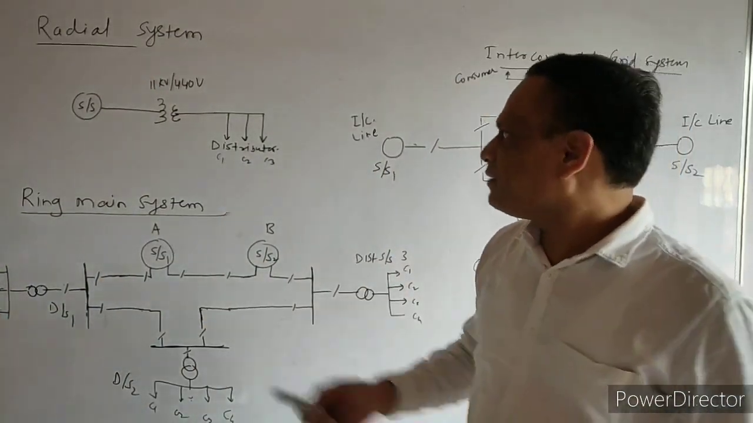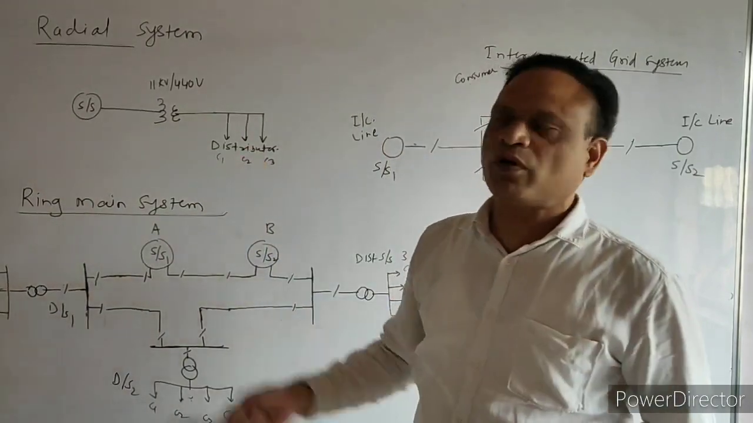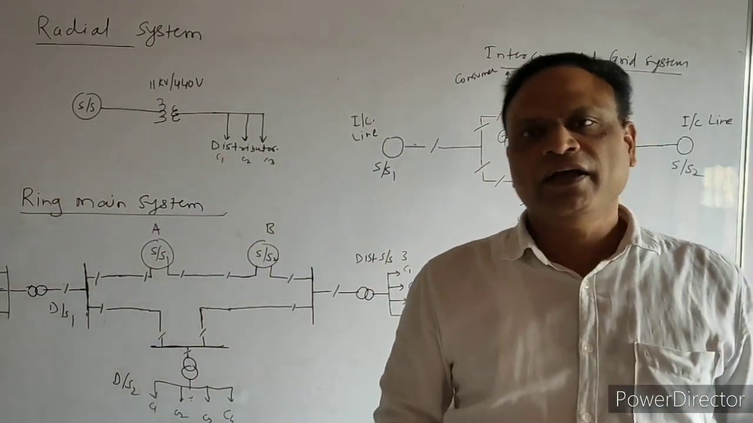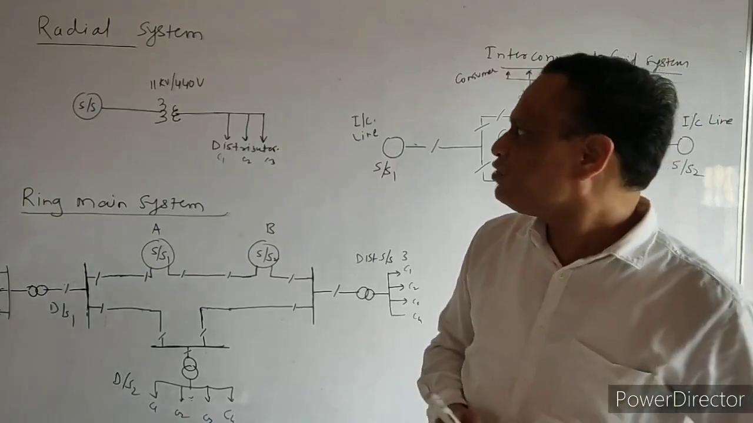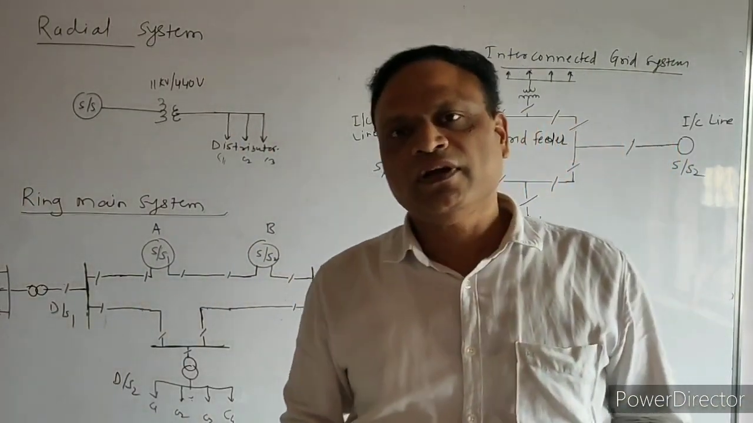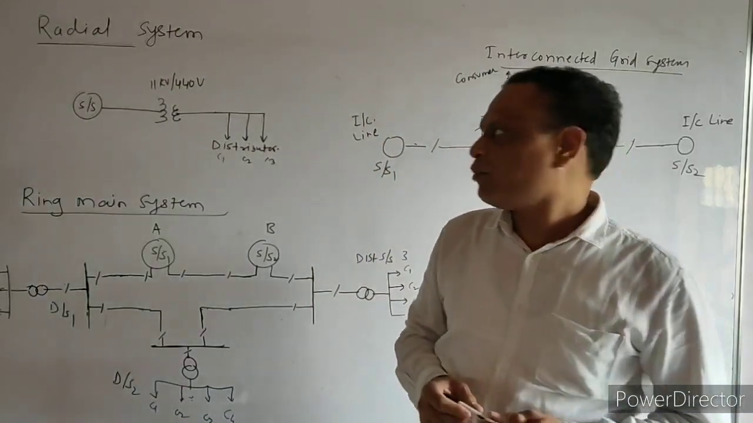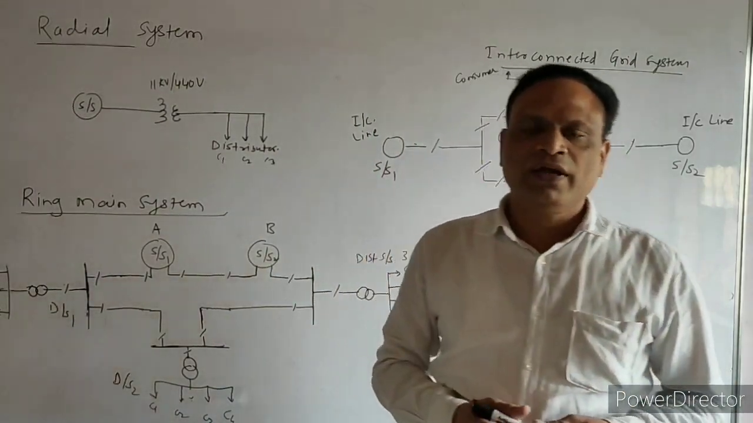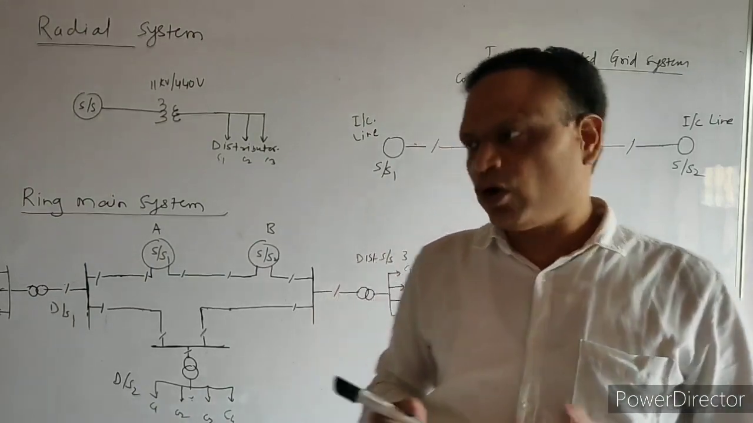Now the drawback: in this radial system, the consumer which is near to the transformer or near to the substation will get a very good voltage. The consumer which is far away from this will have to suffer the low voltage problem, and this is the drawback of the system. Its advantage is that it is a low cost system.